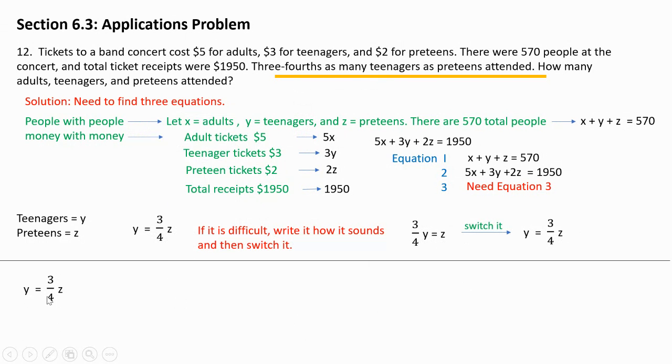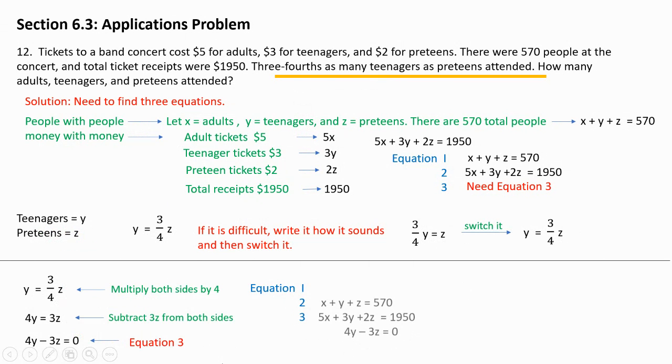Now, we don't want fractions, right? So let's multiply both sides by 4 to eliminate the fraction on the right side where the z is. It's going to give us 4y equals 3z. We have to put it in the proper form, right? We have to let it equal a constant. So we're going to subtract 3z from both sides. And there's equation number 3.